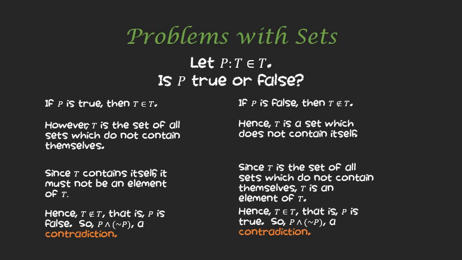So if we assume it's true, we get a contradiction. If we assume it's false, we get a contradiction. And so is P true or false? Well, it's neither. Maybe we shouldn't even consider it a statement. This is a serious problem. It's a problem because no matter what the option is, we always get to a contradiction. And this is very bad news for mathematics.